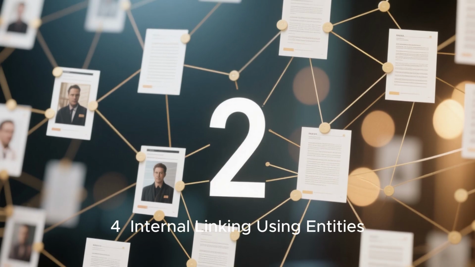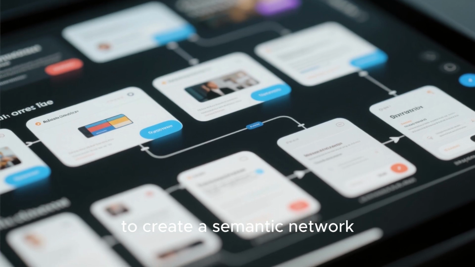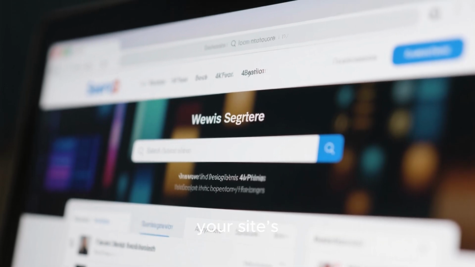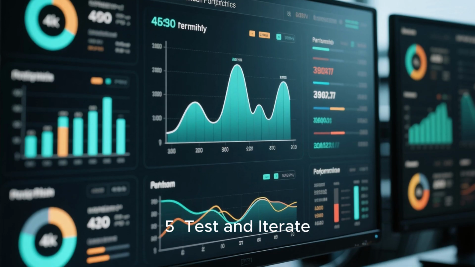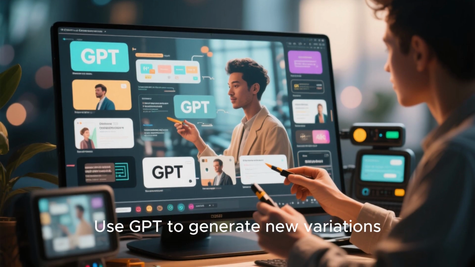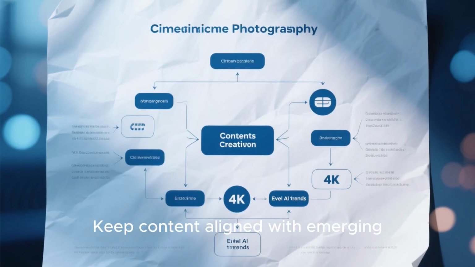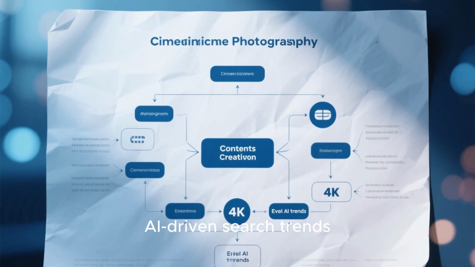4. Build internal linking using entities. Link pages that share common entities to create a semantic network. This helps Google understand your site's structure and relevance. 5. Test and iterate. Analyze rankings and traffic. Use GPT to generate new variations, update entities, and refine vector coverage. Keep content aligned with emerging AI-driven search trends.